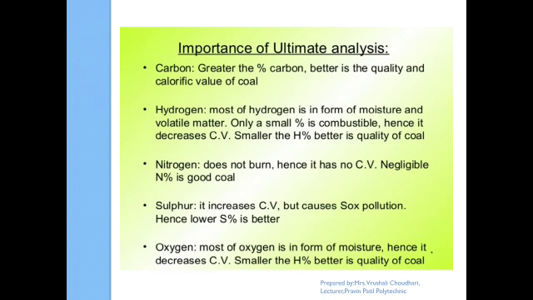Sulfur increases calorific value but produces pollution. Therefore, the percentage of sulfur should be very low. Most of the oxygen is in the form of moisture. Therefore, calorific value decreases. Therefore, a smaller percentage of oxygen and hydrogen is required for better quality of coal.